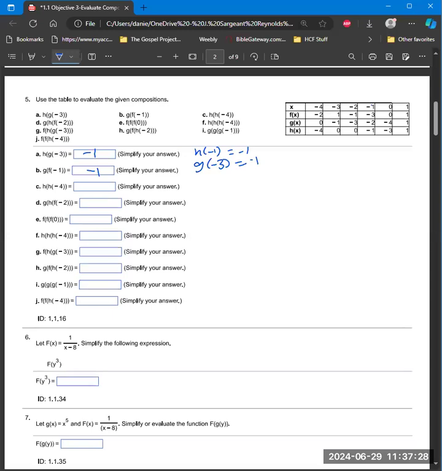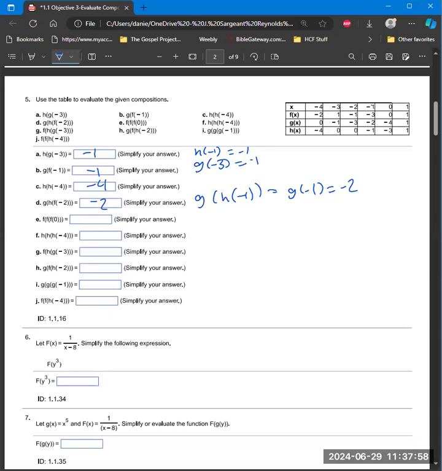h of -4 is -4. Now g of h of f of -2: g of h of f of -2 is -1. h of -1 we found already is -1, and g of -1 is -2.